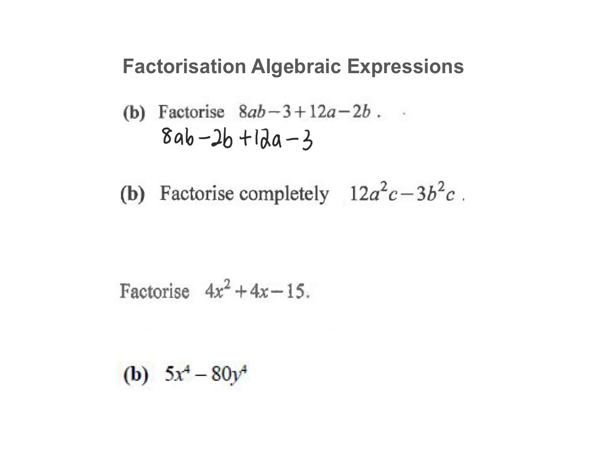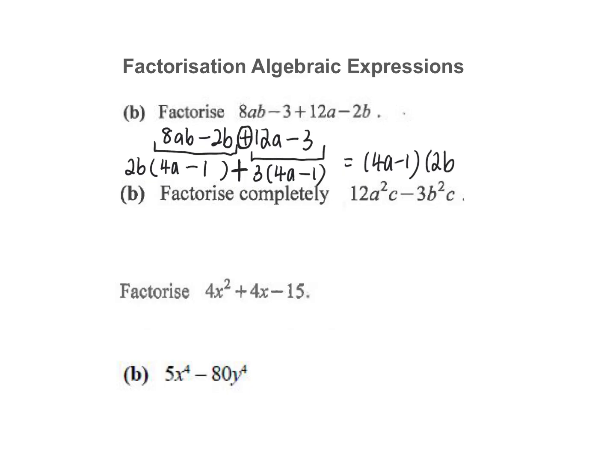So what is common between these 2 is a 2B. So I take out 2B, left 4A. I take out 2B, left minus 1. This one I take out 3, left 4A minus 1. But remember, this sign is a plus, so we follow. Then they share something in common, which is the 4A minus 1. Take out, left with 2B plus 3. That's all. When it's 4 terms, do 2 by 2. When they don't share anything in common, rearrange.